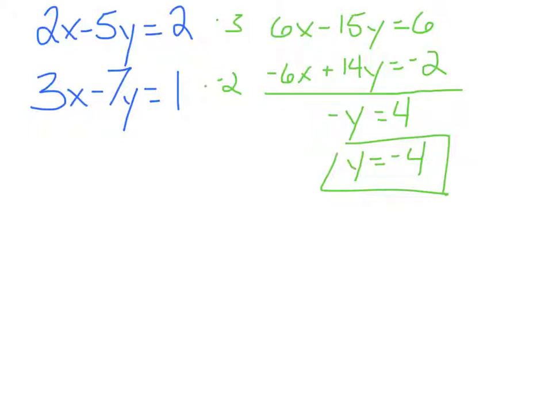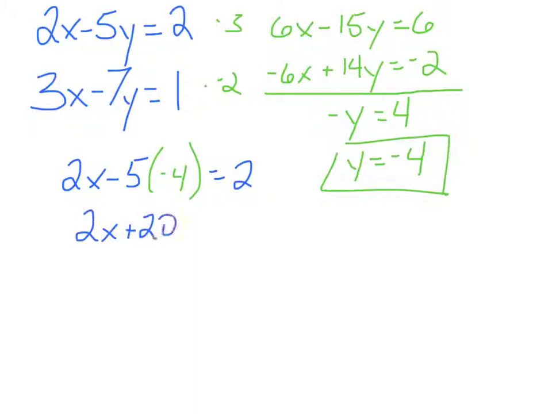Okay, now we're going to take this information that we just found, and we can plug it into either of these first two original equations, and it doesn't matter which one, and we're going to solve for x. So I'm just going to pick the first equation, and we have 2x minus 5 times -4 now equals 2. So 2x plus 20 equals 2. Subtract the 20 from both sides. 2x equals -18. Divide by 2. X equals -9.